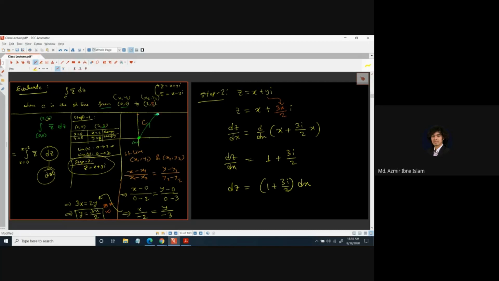Is that okay? So from this part, I would like to extend this idea with some other nonlinear curves. So far we are working with straight lines, but this time I'm going to work with some other curves. Is that okay?